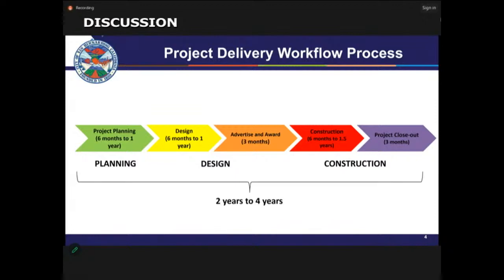So if you add the total durations, a typical project takes 2 years to 4 years. But we have active projects that are estimated to be around 7 years. And a good example of the project that was just presented to you at our last council meeting was the SBCTA Mount Vernon project. So that's an atypical project, but our typical projects fall within this workflow process.